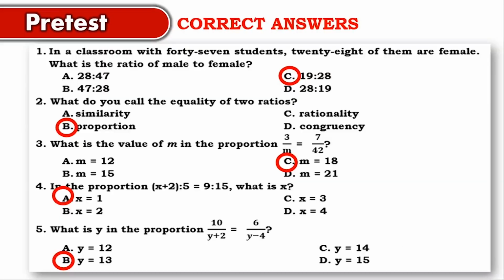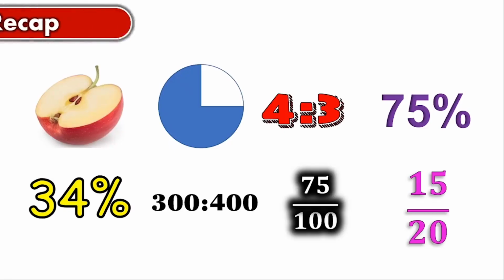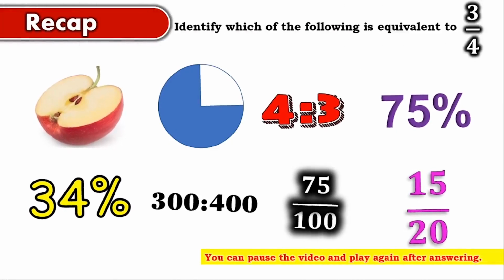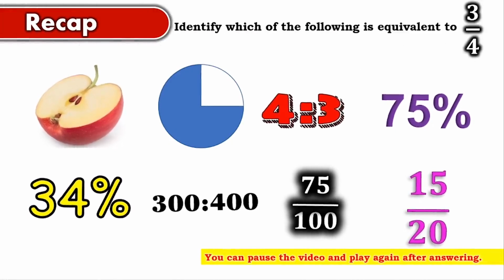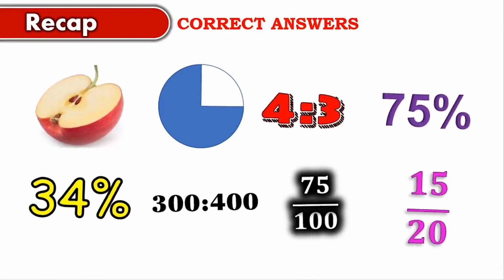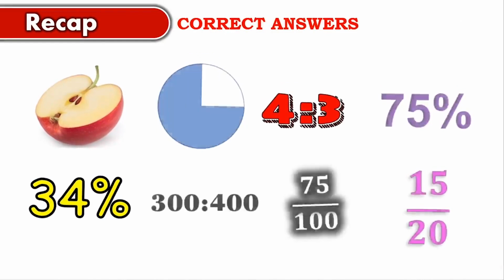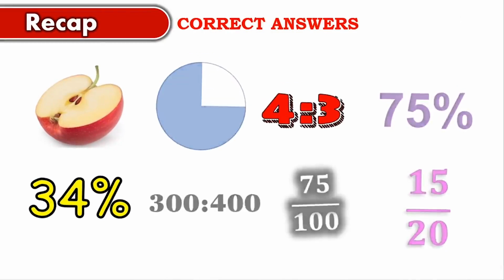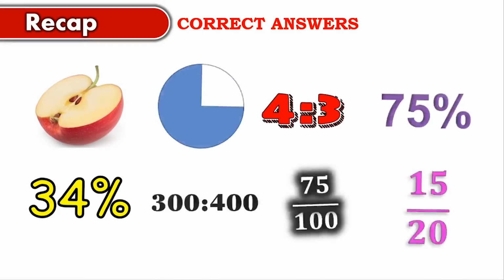The correct answers for the pretest are as follows. Let's have a recap. Which of the following below you believe is equivalent to 3/4? And the answers are the shaded area of the circle, 75%, the ratio 300:400, the fractions 75 over 100, and 15 over 20.